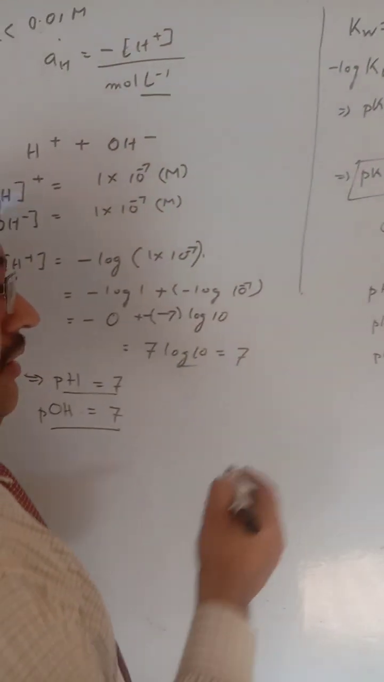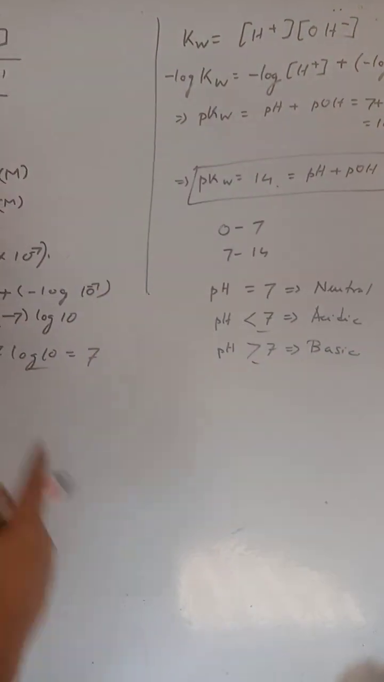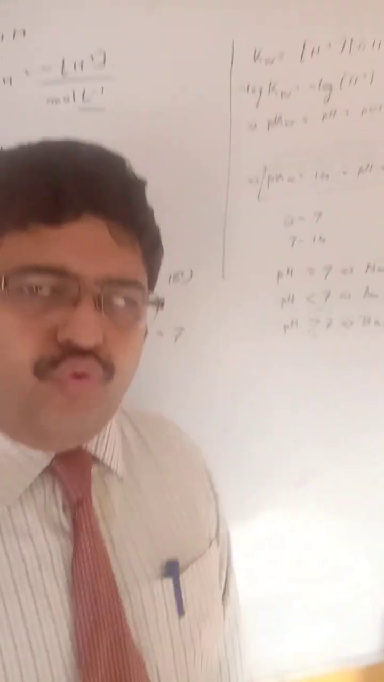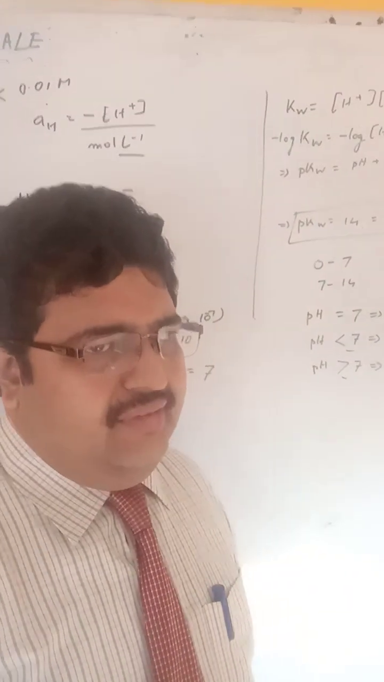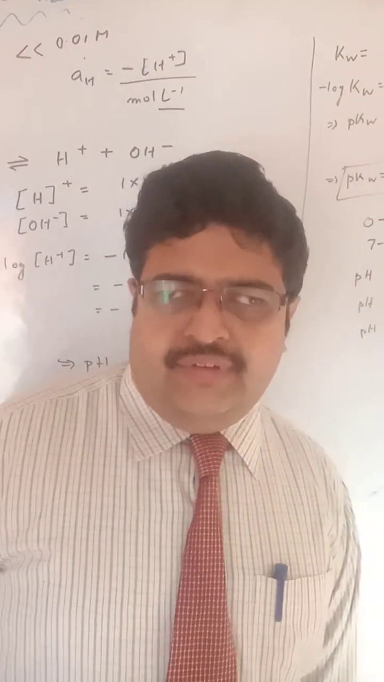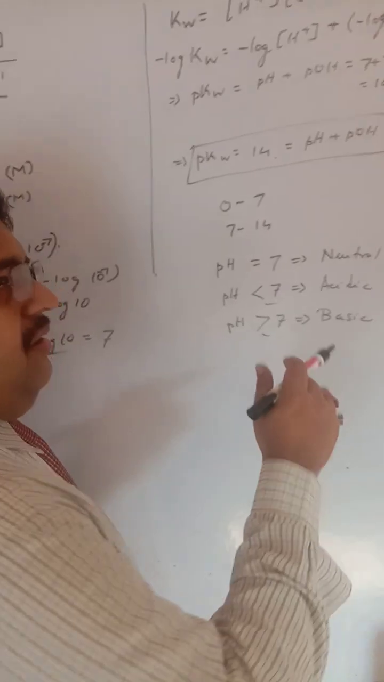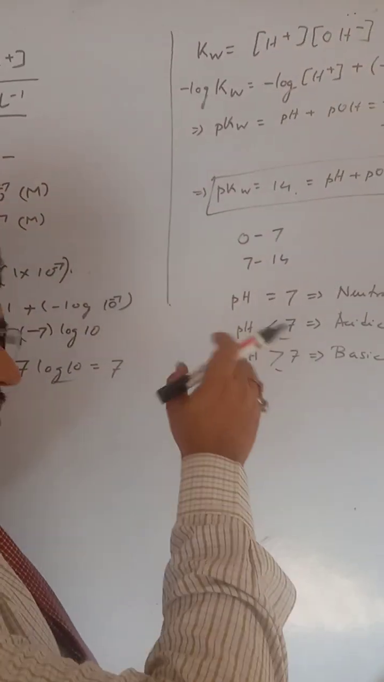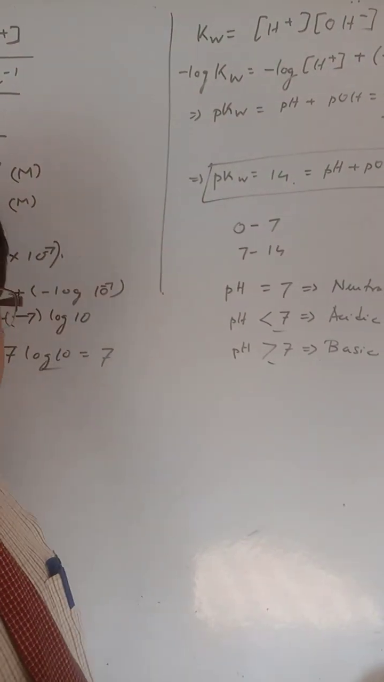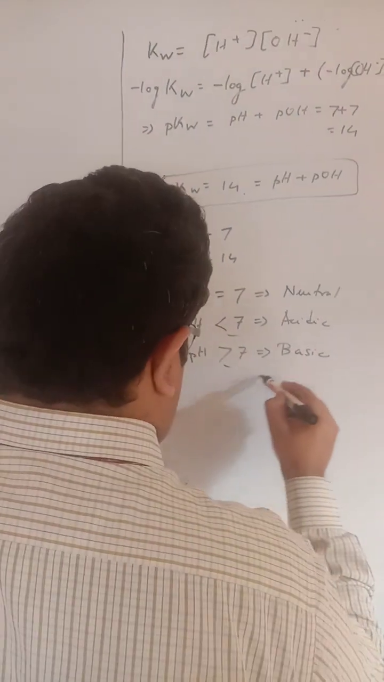Now again, if you try to segregate this, you take 0 to 4 and 4 to 7. 0 to 4 means very strong acid, 4 to 7 means moderately strong acid, and very near to 7 means weak acid. 7 is neutral. So obviously acidic things are below 7. Again from 7 to 14, from after 7 to 10 is a moderately weak base, and from 10 to 14 it is a very strong base.